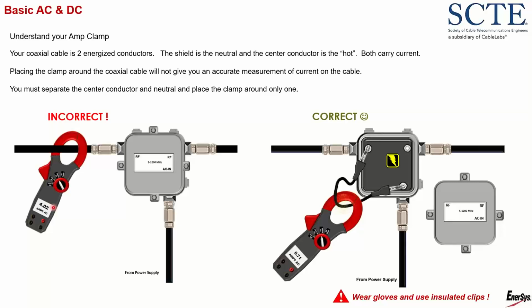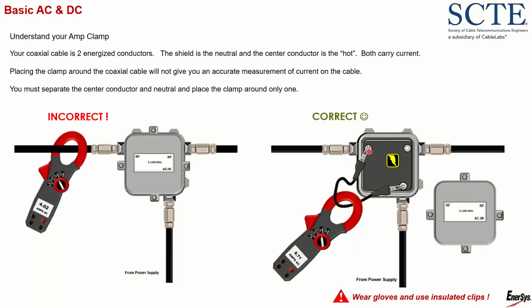The only way that you can accurately measure the amount of current flowing through your coaxial plant is to separate the center conductor from the shield. And the only good way that I know how to do that is to take the faceplate out, like I'm showing on the right-hand side here. Use some alligator clips. Make sure that you have insulated clips. Make sure you are wearing your gloves and that you're being safe when you're doing this, because your plant is going to be active when you do this, right?